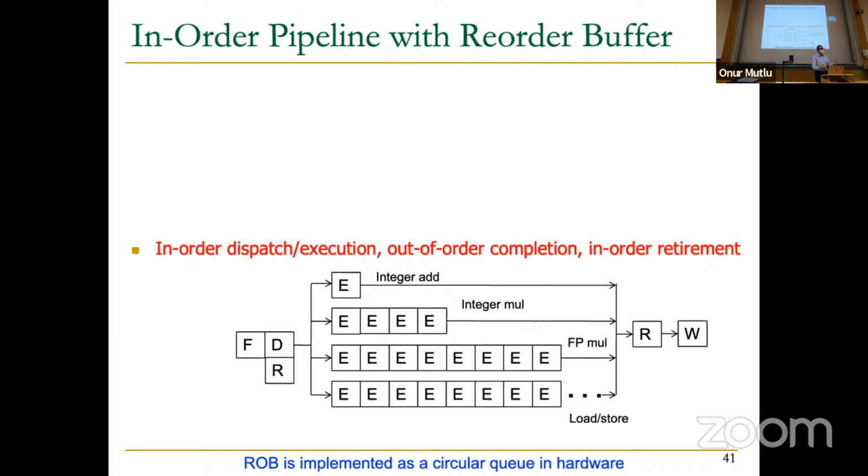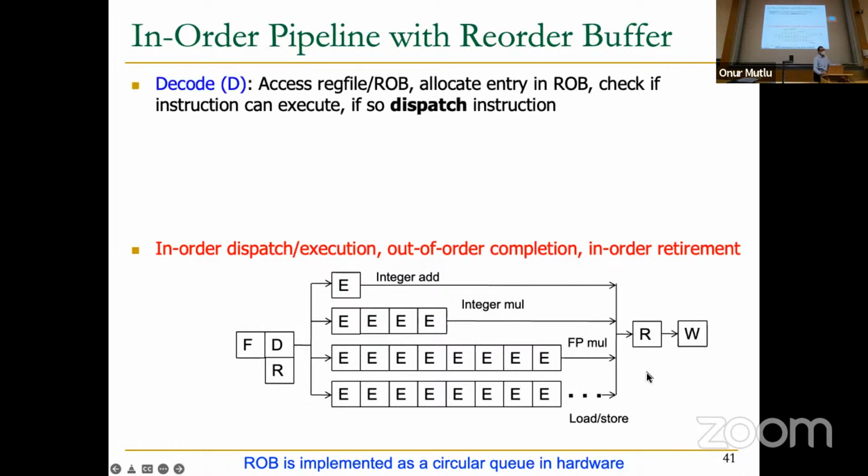Now we have an in-order pipeline with a reorder buffer. We have in-order dispatch, where decoding and reorder buffer allocation are done in order, out-of-order completion of instructions, and in-order retirement of instructions. In the decode stage, as we discussed, you access the reorder buffer and register file, allocate an entry in the reorder buffer, and check if the instruction can execute. If so, you send the instruction to execution. This is called dispatch, as we will also see.